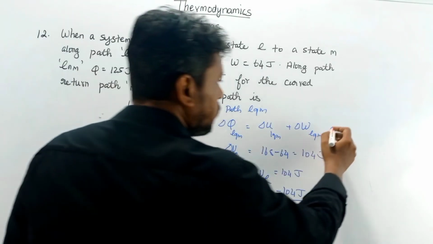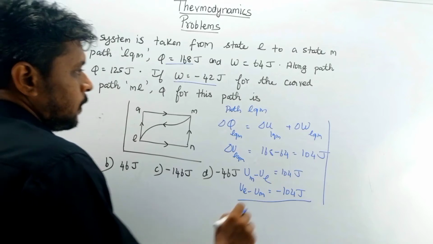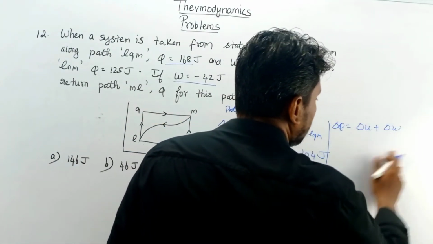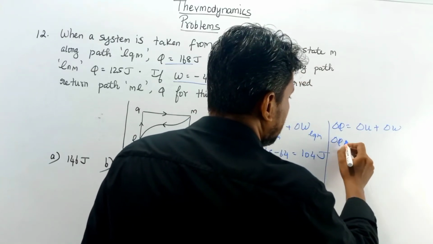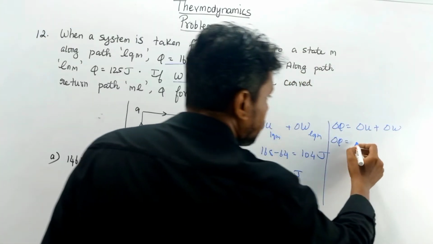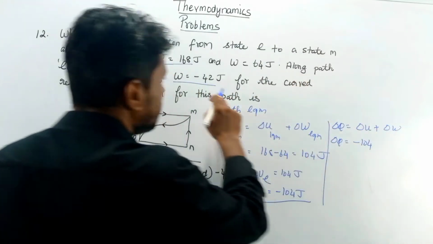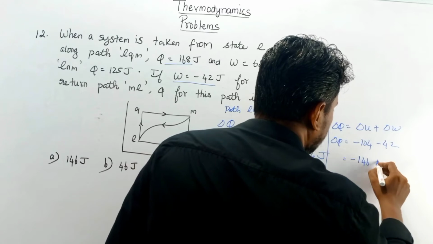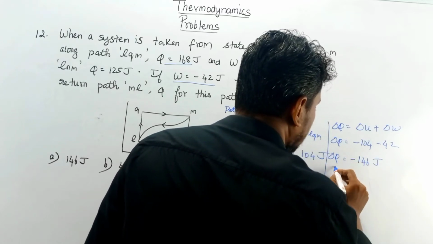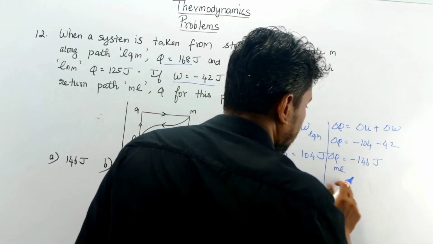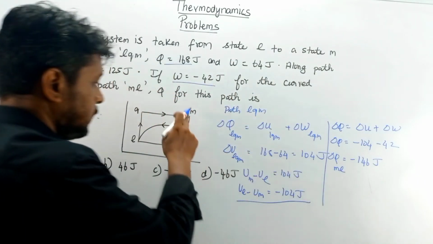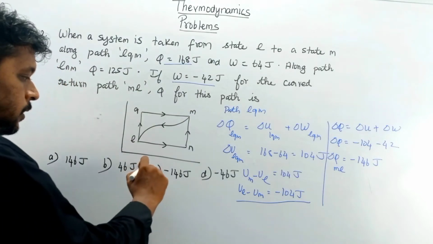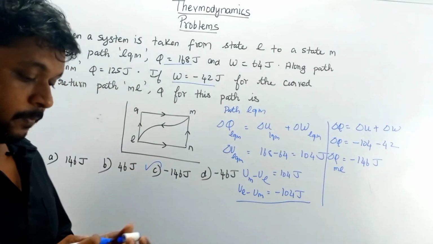Now we can find the value of Q. So delta Q will be equal to delta U plus delta W. Here delta U is minus 104, and W is given as minus 42, so minus 104 minus 42 is equal to minus 146 joules. So this is delta Q along the path ML, equal to minus 146 joules. So option C is the right answer.